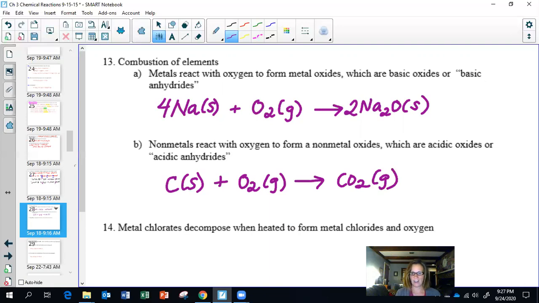Nothing fancy here, no balancing needed. Phases are all appropriate. And you know that carbon dioxide is called a nonmetal oxide or an acid anhydride. And when you put CO2 in water, you get carbonic acid, which is an acid, which is the component of acid rain.